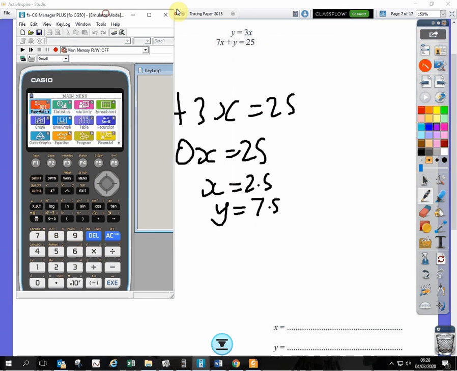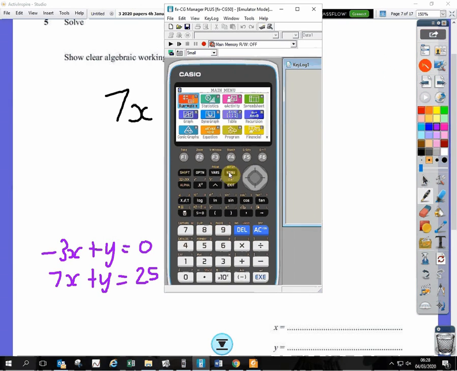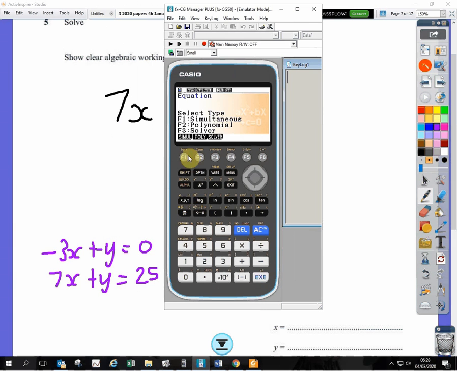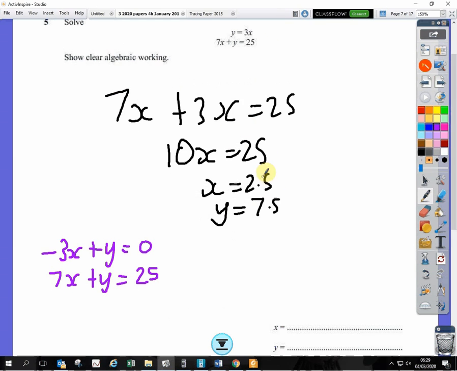So let's take a look. We have menu, equation, simultaneous, 2 unknowns, enter your A, B and C. So you've got minus 3, 1 and 0, and then 7, 1, and 25. So this gives us 2.5 and 7.5 as the answers, which is what we said. Okay, good. Next.